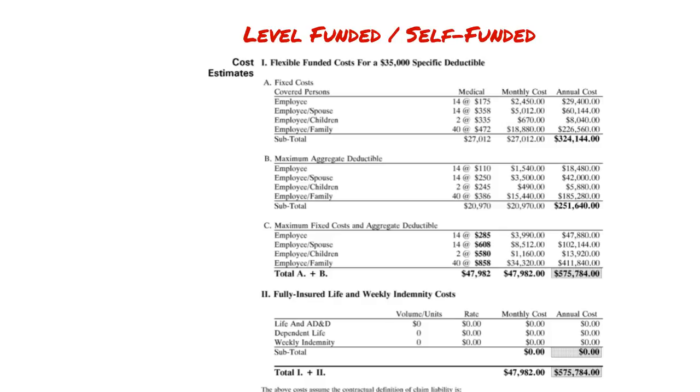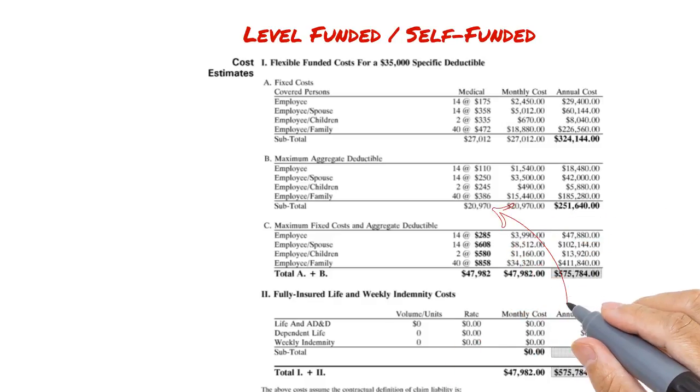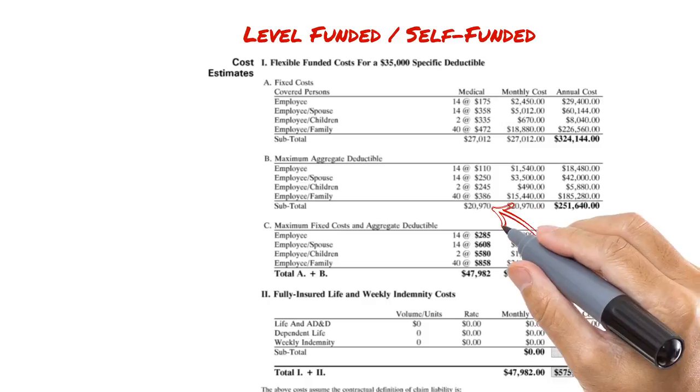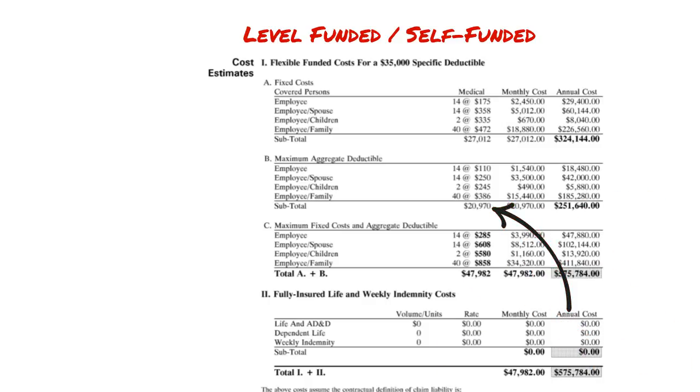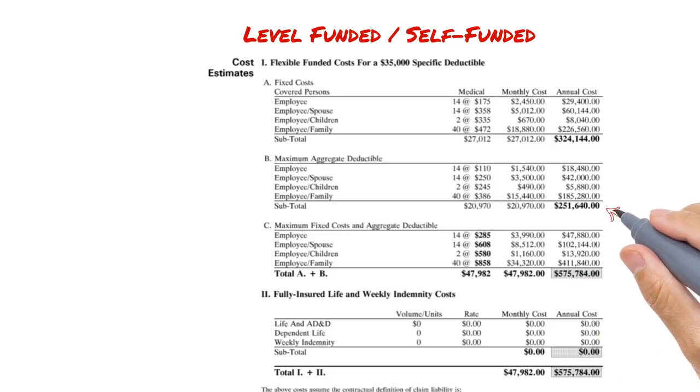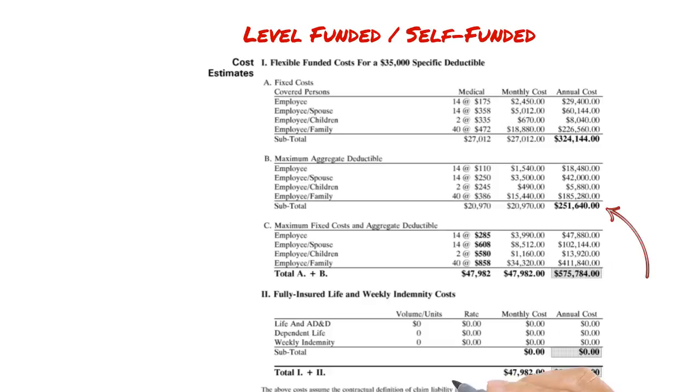So let's talk about line B. Line B is the maximum aggregate deductible. As you can see, the subtotal of line B is $20,970 a month. If you multiply that times 12, you get $251,640. Now, out of that $251,640, that is what is there to pay claims.